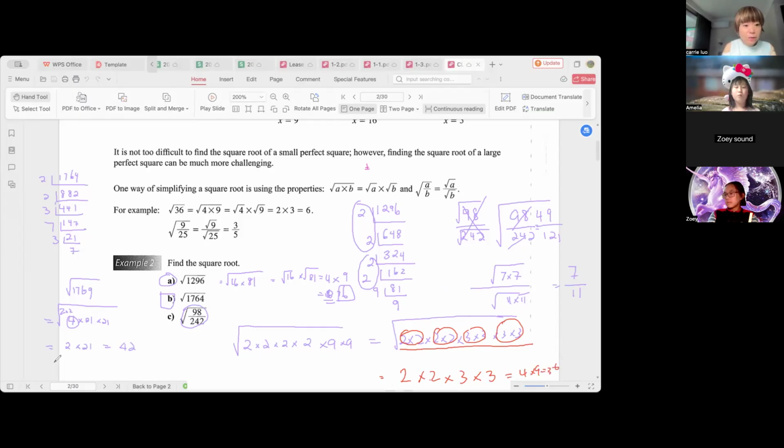So you take a look at this one. This one equals 2 times 2 times 3 times 3 times 7 times 7. Right? So every time you see two of the same number inside the square root sign, you take out one. 2 becomes 1 and 2 becomes 1. So the answer is 42.